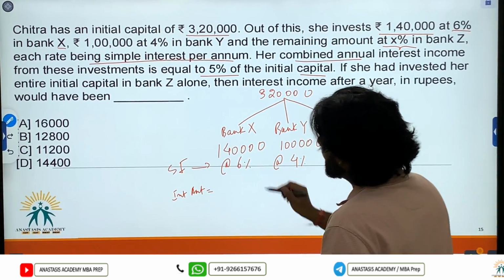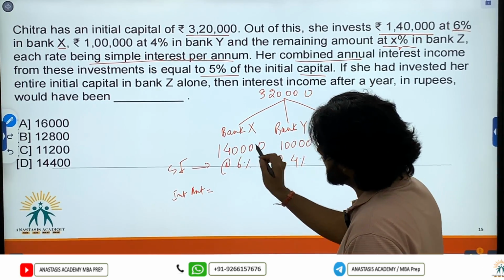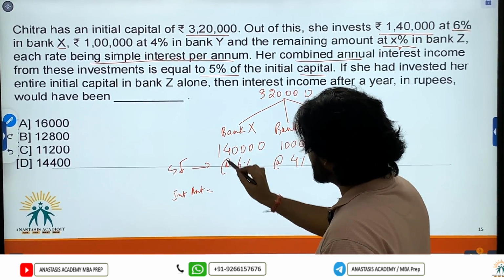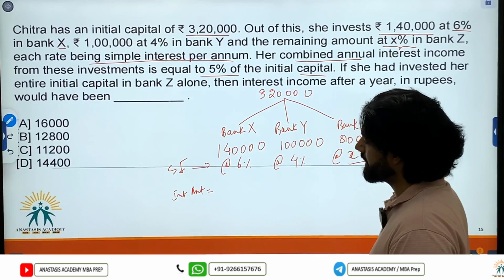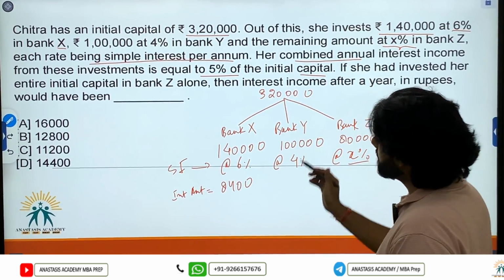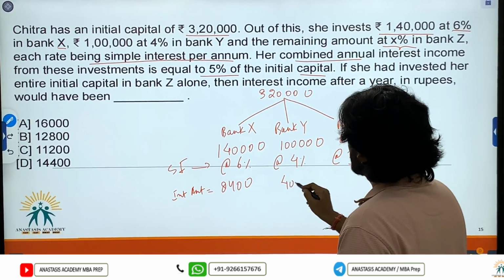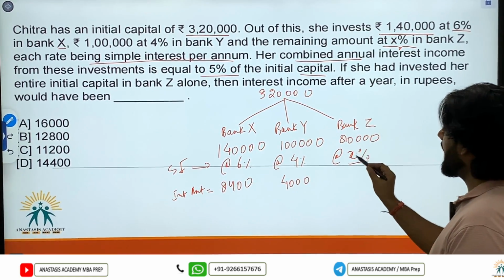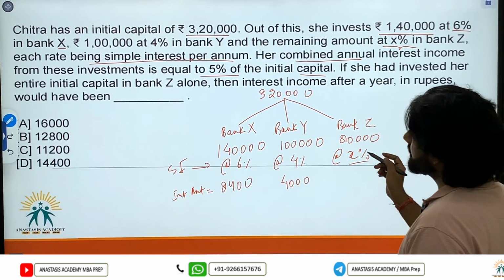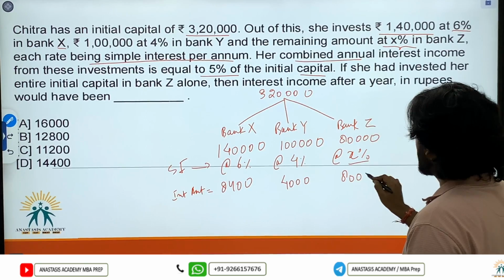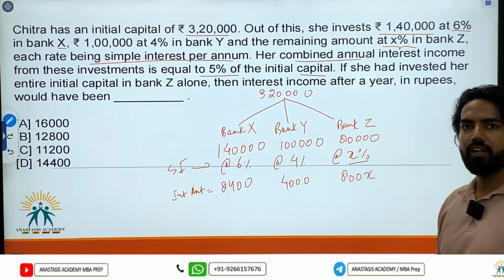So interest earned from Bank X would be 6% of 1,40,000, which would be equal to, 10% is 14,000, 1% is 1,400, 6% is 8,400. From Bank Y would be 4,000, right? And from Bank Z, she would be getting how much? 800x amount of interest, right?